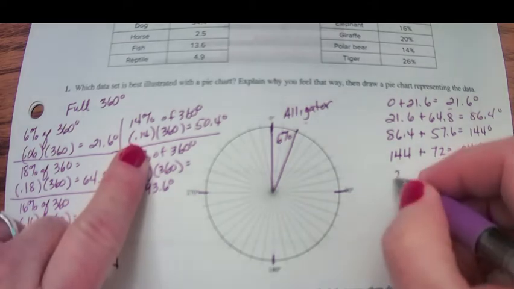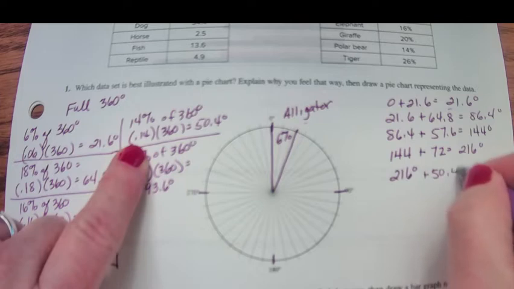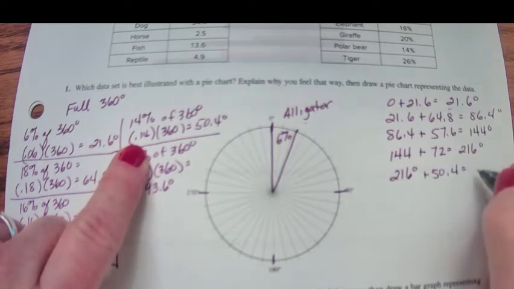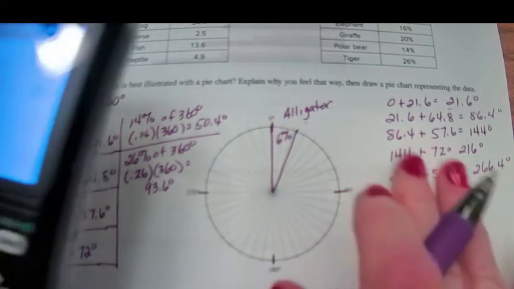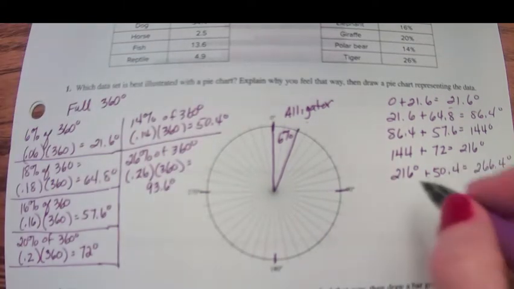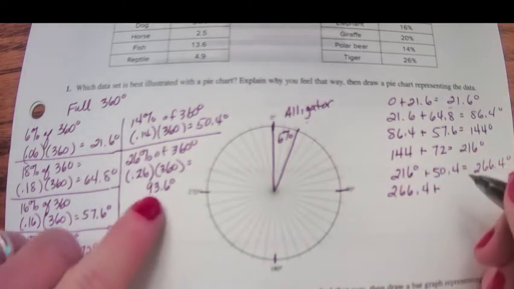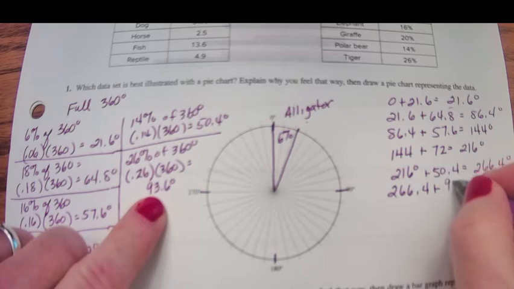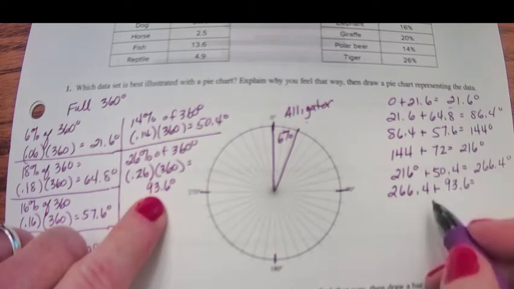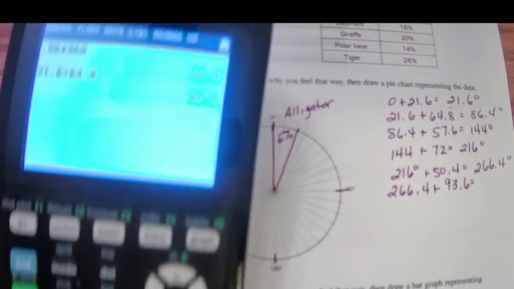Our next one starts at the 216 degree mark, and we're adding 50.4, so that's going to end at 266.4 degrees. I've calculated all of this ahead of time, but you would use your calculator to add these values. And then our last slice starts at 266.4 and it goes for 93.6 degrees. And we hope that this adds up to 360 because we want this to be a complete circle.